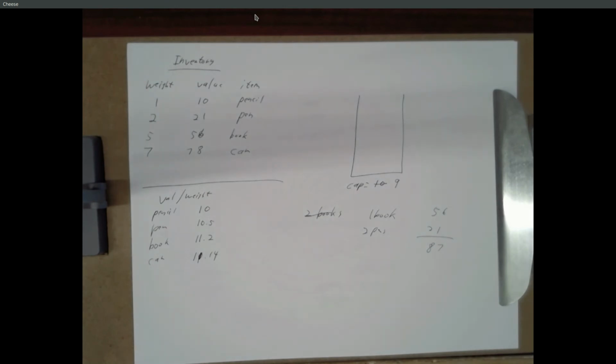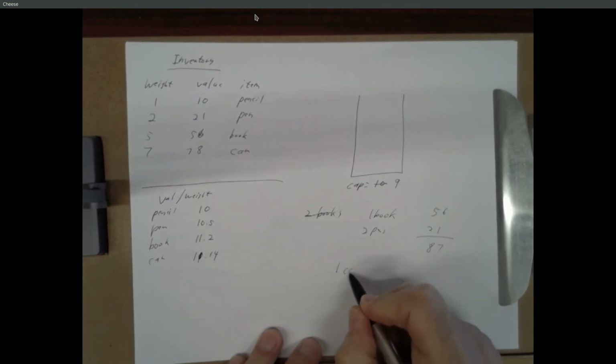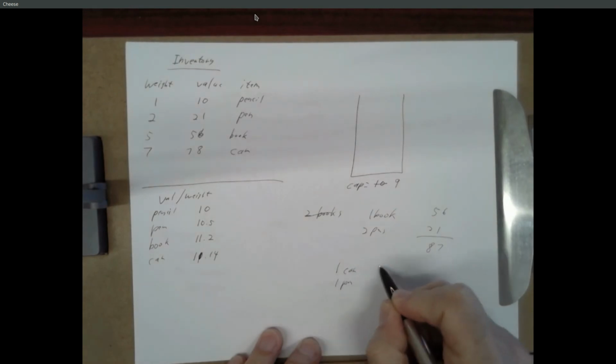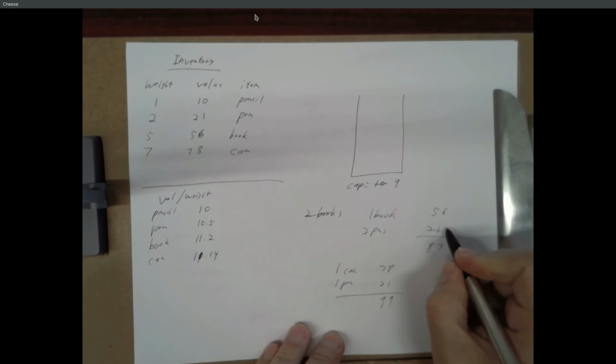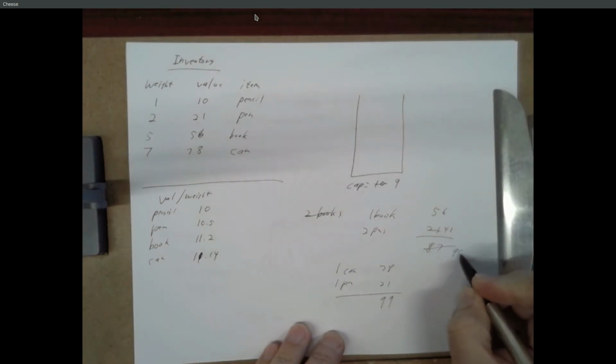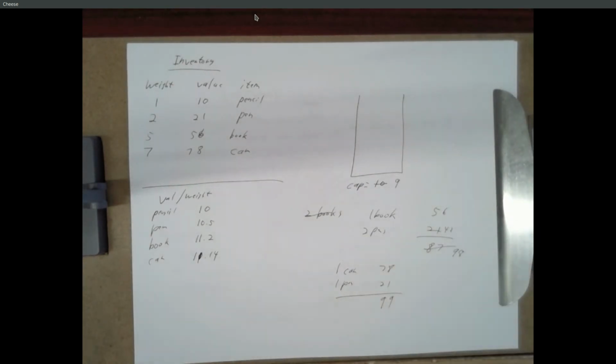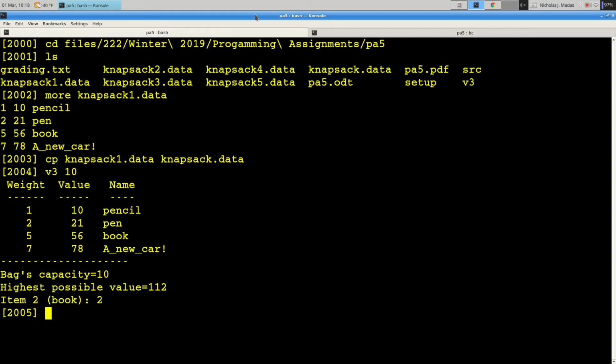Maybe better to get a car and 1 pen. Might be better to get a car and 1 pen. Because a car is 78 and a pen is 21. There's $99. Oh, I messed up the pen. This is 42. So that comes out at $98. So yeah, with a capacity of 9.